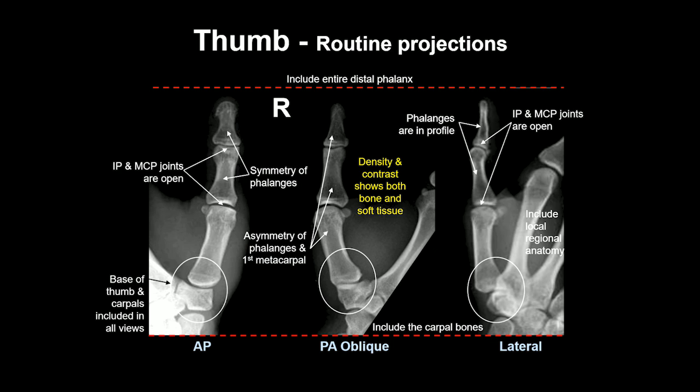The density and contrast should show both the bone and also the soft tissue, and you need to show the adjacent connection with the carpal bone. On the lateral view, the phalanges will be in profile with the joint spaces nice and wide open, and again include some of the regional anatomy.